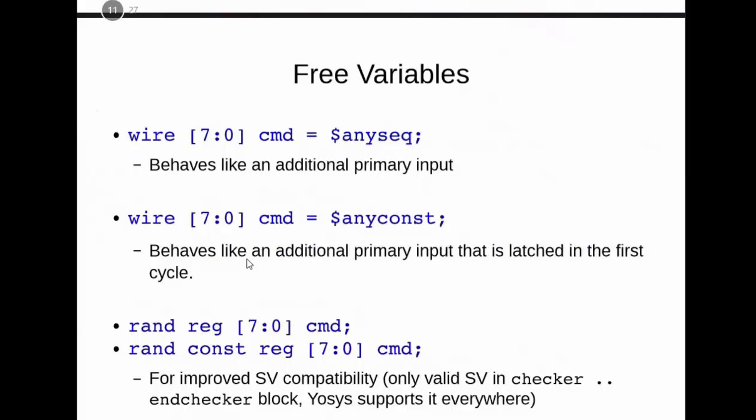So one thing that I find very useful in formal test benches is to have free variables. And of course, all primary inputs of the design are free variables, but in many cases, it's not so easy to route primary inputs to a checker module or wherever you need the free variables. So you can either use this syntax here, which is SystemVerilog syntax for variables that are free in every cycle, or free variables that are essentially latched in the first cycle of the design. However, there are also Yosys-specific non-standard extensions, any sequence and any constants, for free variables that can be used.